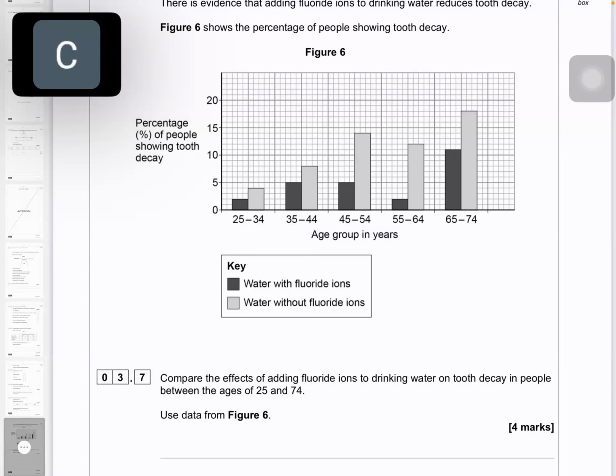There's evidence that adding fluoride ions into drinking water reduces tooth decay. It shows the percentage of people showing tooth decay, water with fluoride ions and water without fluoride ions. So what does it say? Compare the effect of adding fluoride ions to drinking water on tooth decay in people between the ages of 25 and 74.